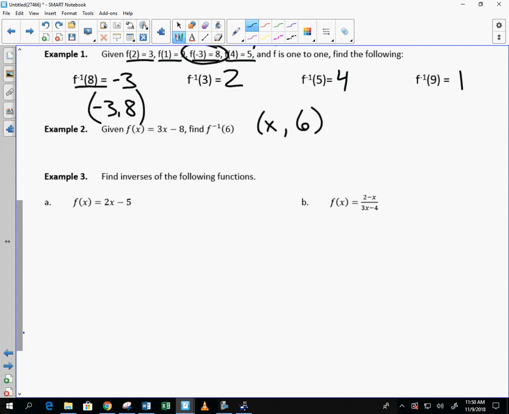Put 6 in for the f of x. So 6 is my y value, my f of x value, and that equals 3x minus 8. So what would x be? 14/3? Yeah.